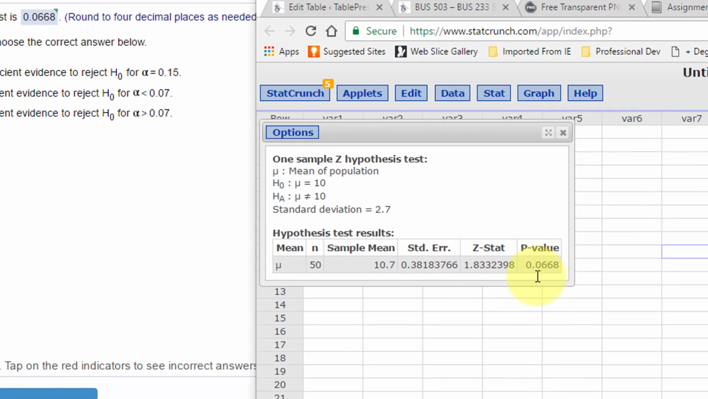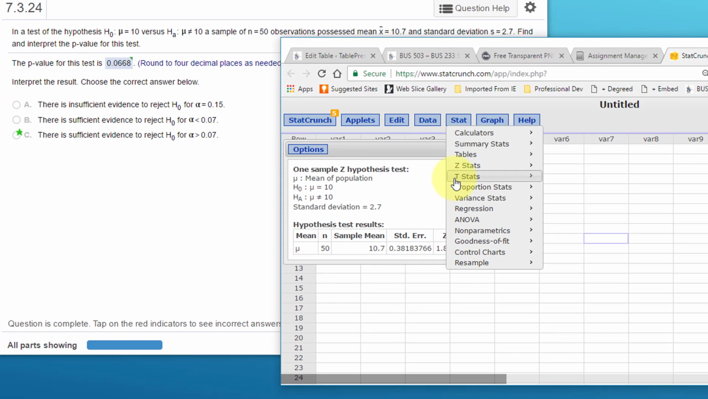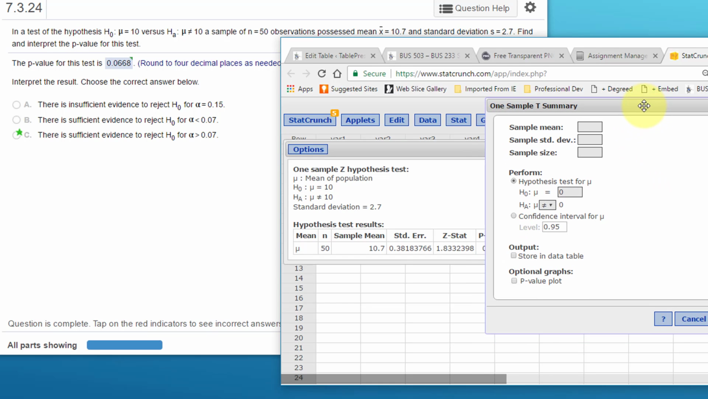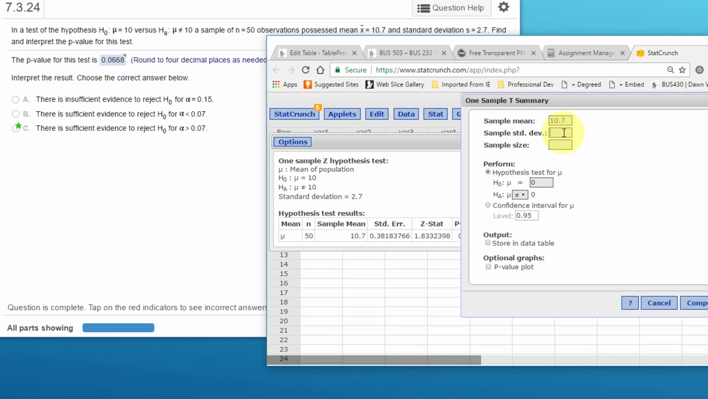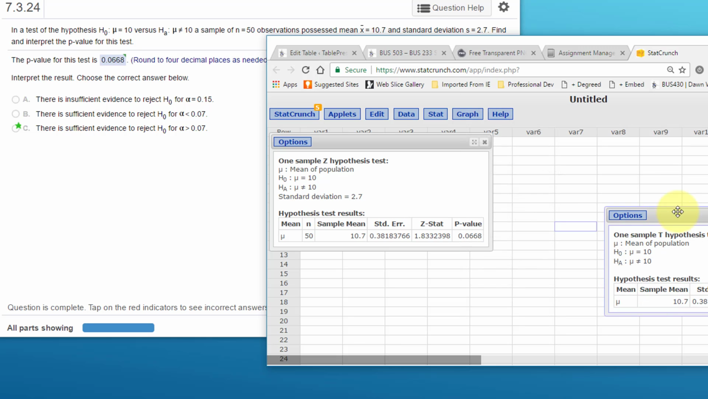Now let's look at the t-test. I'm going to go T Stats, One Sample with Summary. And here again, we've got a sample mean of 10.7, our x bar. Our S value is 2.7. And remember again that StatCrunch does you a favor and will calculate the sigma sub x bar for you. Our sample size is 50. Again, we want this to be 10 for our null. Our alternative is not equal. And I'm going to click on compute.